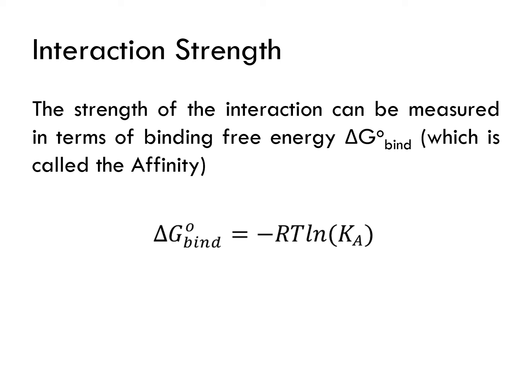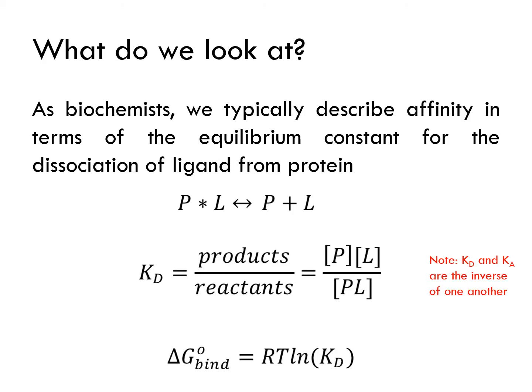And delta G naught bind is equal to a negative RT ln of Ka. We can also use Kd, which we'll see in a second, but this is the equation for Ka. Remember that there is a negative there. That is super important. Okay, so what do we typically look at as biochemists? We're looking typically at affinity in terms of the equilibrium constant for the dissociation of ligand and protein. This is just something that we've decided to do as biochemists.